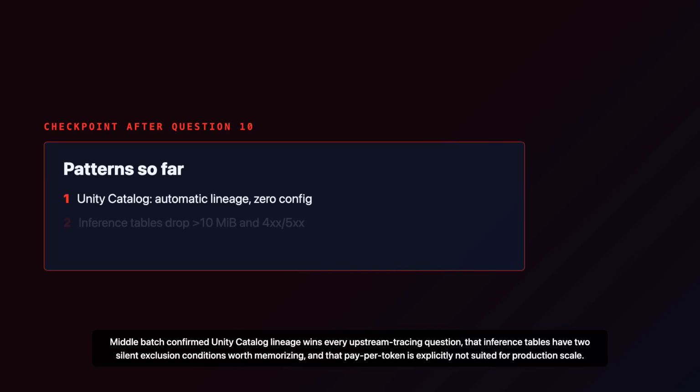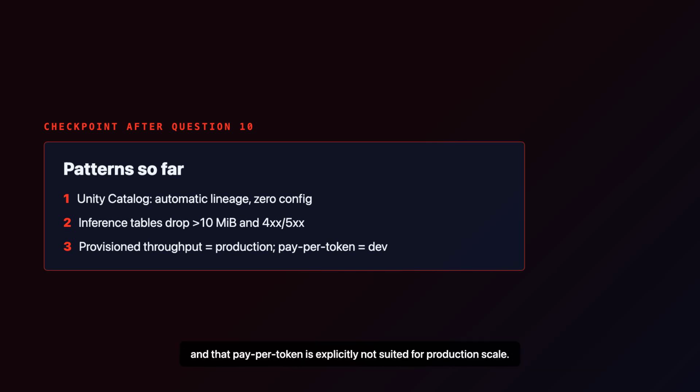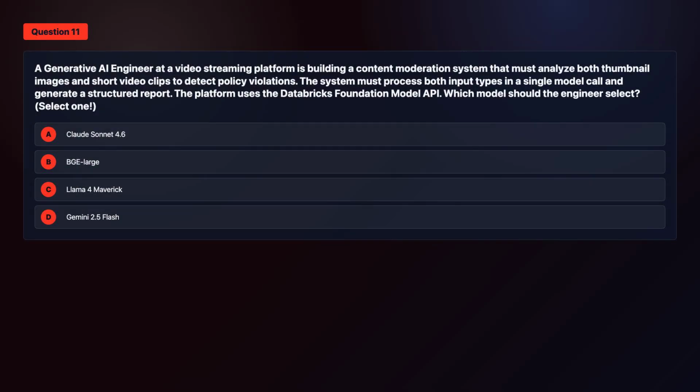Middle batch confirmed Unity Catalog lineage wins every upstream tracing question, that inference tables have 2 silent exclusion conditions worth memorizing, and that pay per token is explicitly not suited for production scale. Time for another one. Here's question 11.